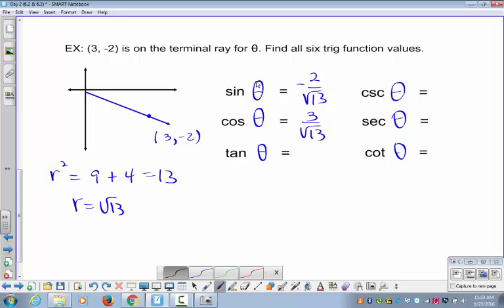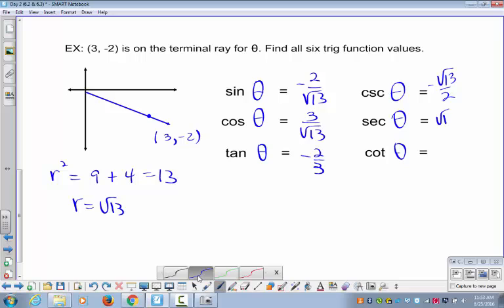Tangent is the slope. It's y divided by x, -2/3. Or it's sine divided by cosine. If you do sine divided by cosine, you would multiply the reciprocal of that fraction by the sine fraction. The 13s in the square root would cancel, and you get -2/3. Do it that way. And then we do our reciprocals. This will be -√13 over 2.